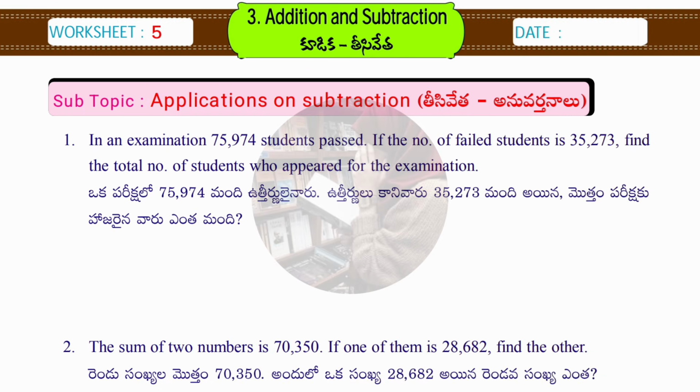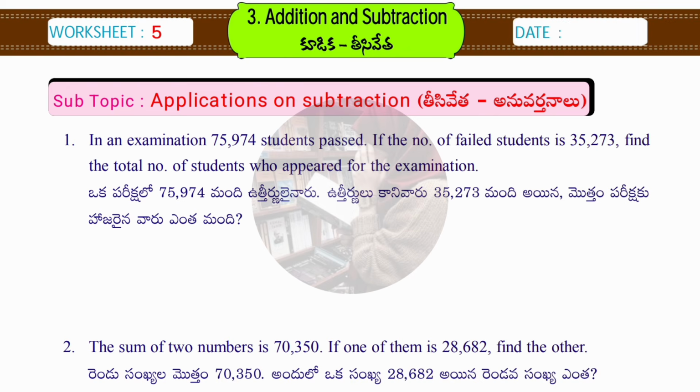Okay guys, now we'll move to worksheet number 5. Here the subtopic is applications on subtraction. Okay, here also some problems are given. You need to solve this. Okay, so let's see. First question is, in an examination 75,974 students passed. If the number of failed students is 35,273, find the total number of students who appeared for the examination.